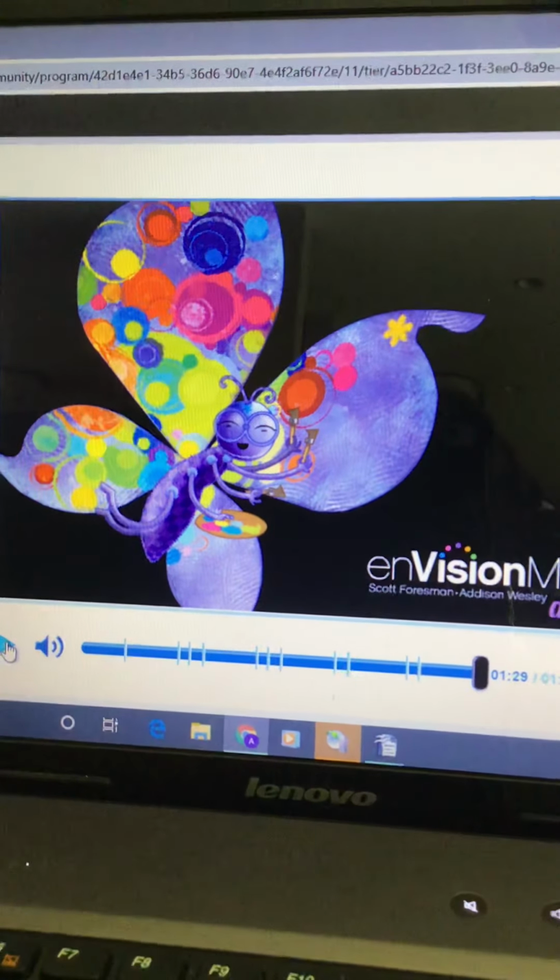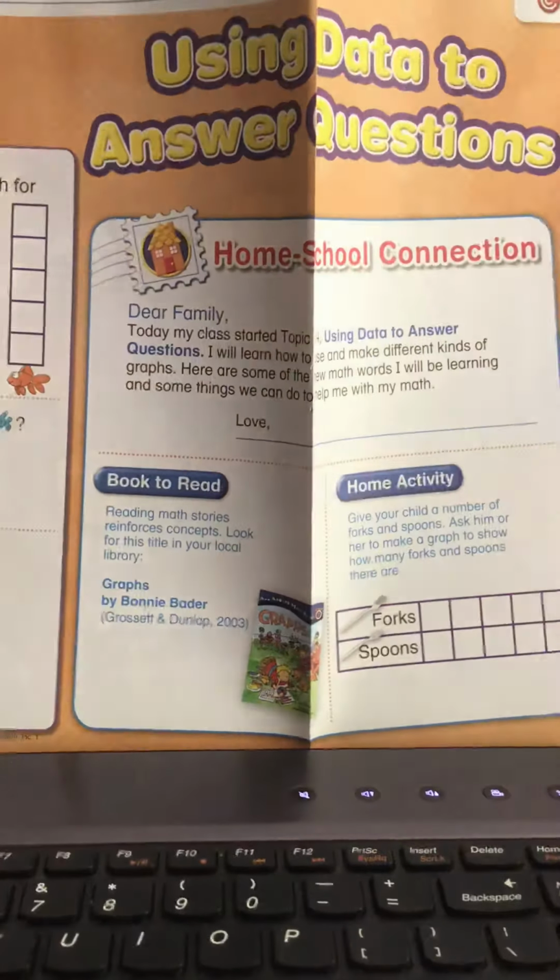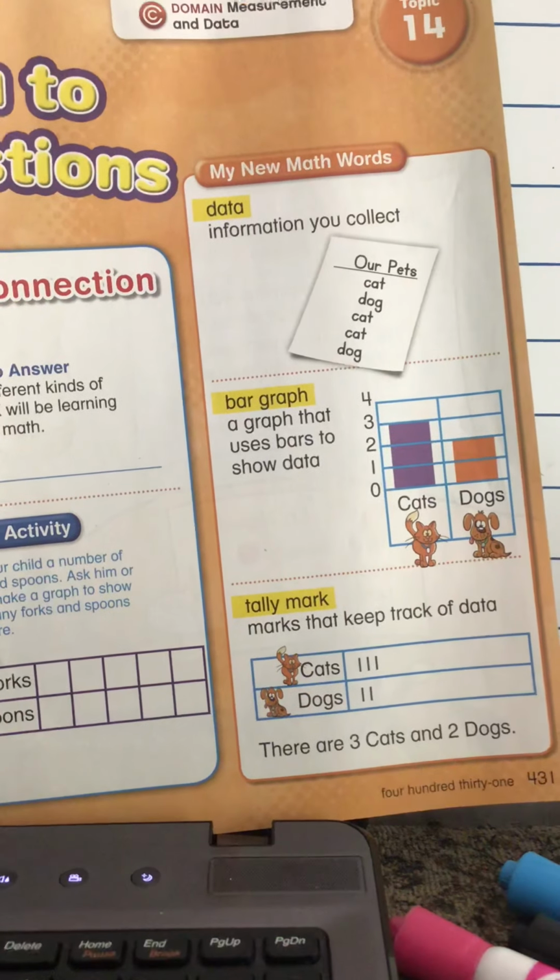Okay, so today you will need this page. If you haven't gone to school yet and picked up your work packet, please try to do that on Thursday so that you have these pages and you can start working on graphs with us. It has a letter to your family in the middle telling them what we are working on. Some of the words we're practicing are on this side.